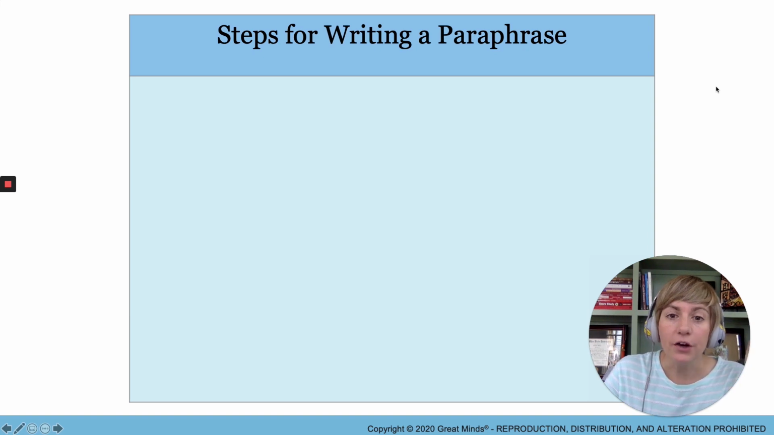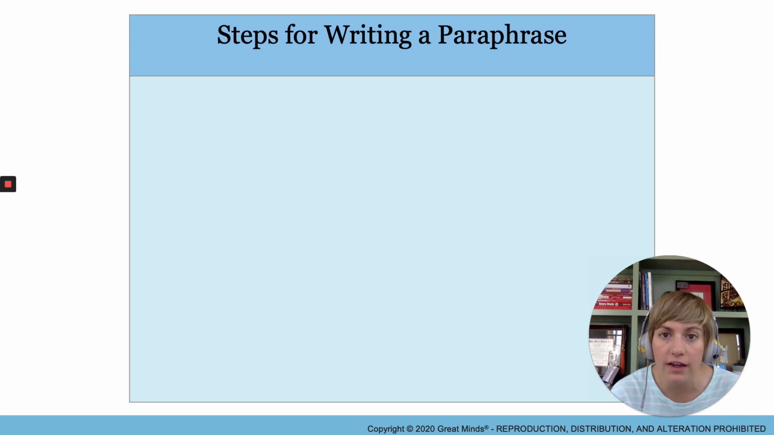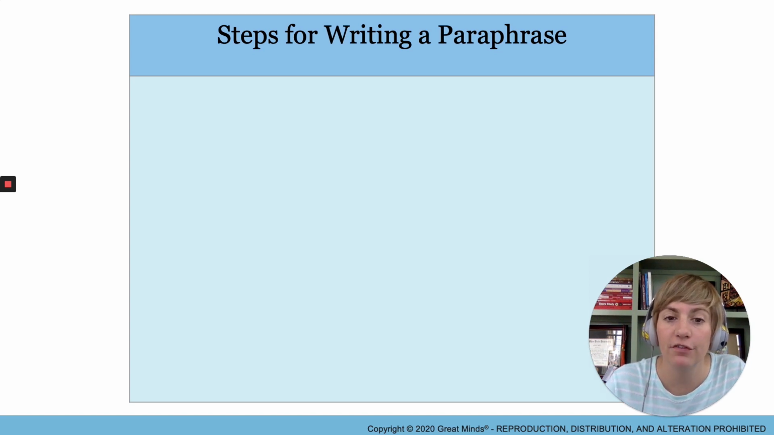So, we are going to begin by creating a chart on a clean page in your journal. Open up your journal to a clean page, and you are going to copy this title down, Steps for Writing a Paraphrase. I'm going to model all of these steps, and as I do, you're going to record them on this chart. So let's get the chart set up. Open up to that clean page and write Steps for Writing a Paraphrase. Do that now.